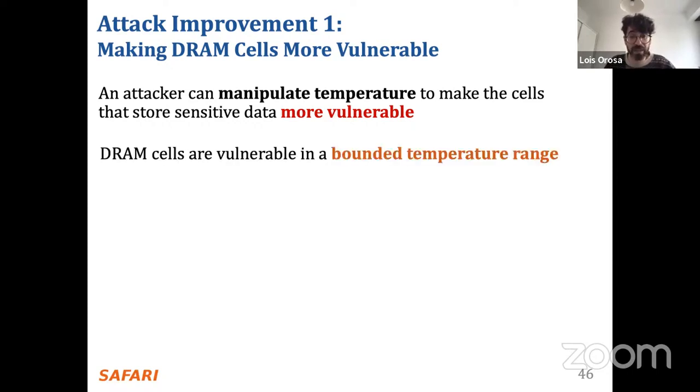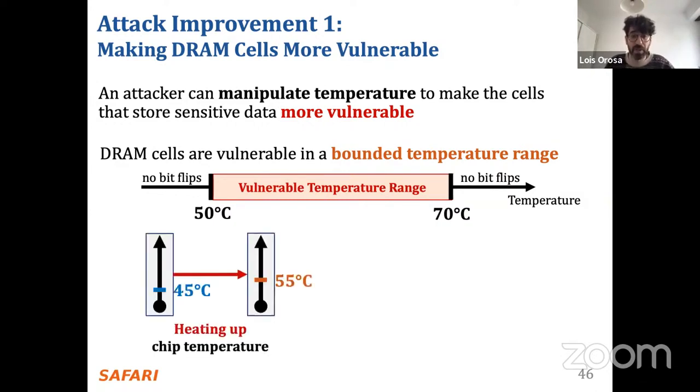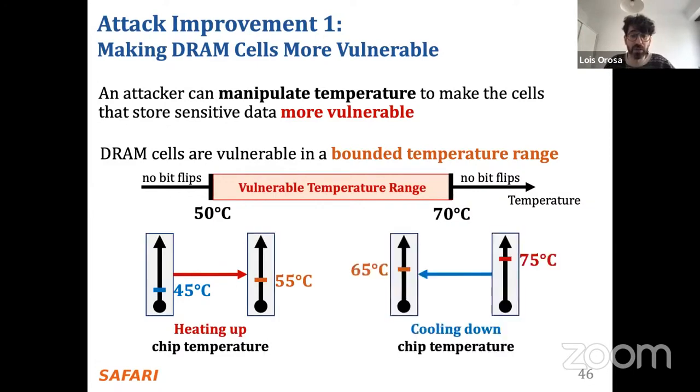We observe that DRAM cells are vulnerable to RowHammer in a bounded temperature range, right? This range is called the vulnerable temperature range. For example, let this range be from 50 to 70 degrees Celsius for the victim cells. To attack the cells within their vulnerable temperature range, an attacker could heat up the chip if the current temperature of the cell is below 50 degrees, or cool down the chip if its current temperature is above 70 degrees Celsius.